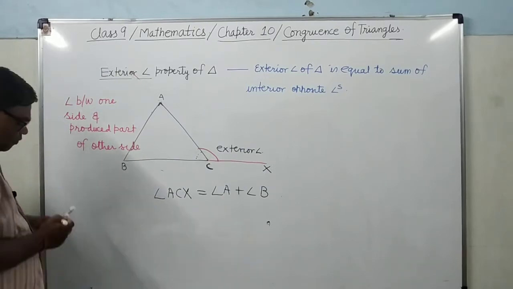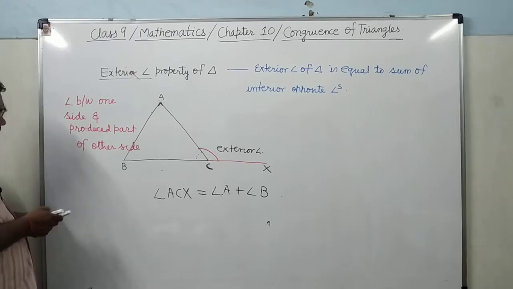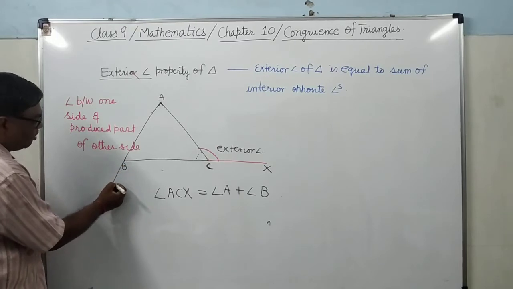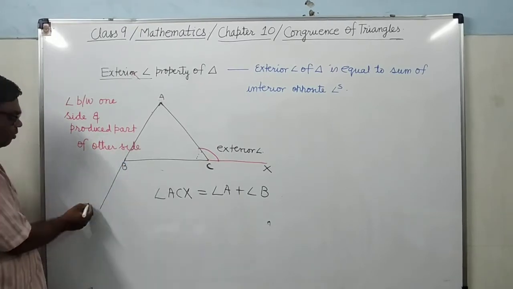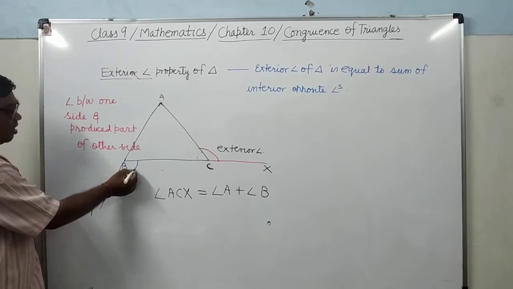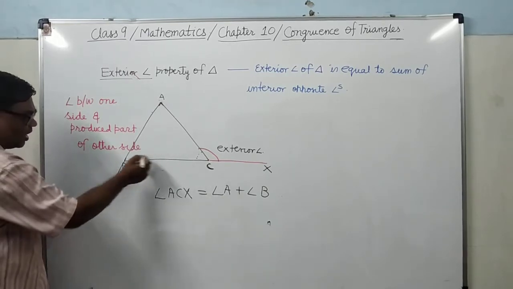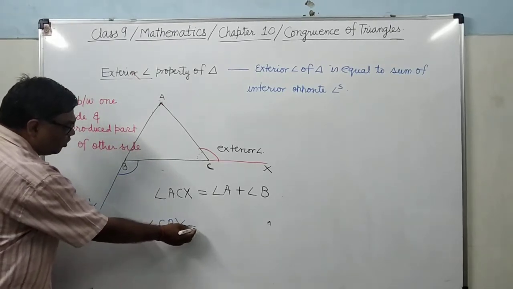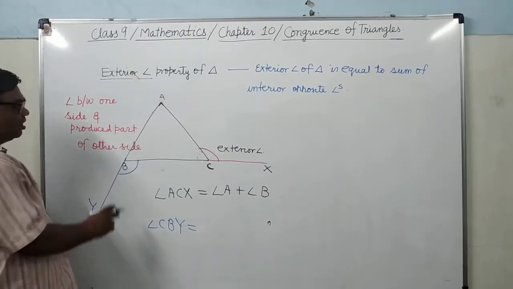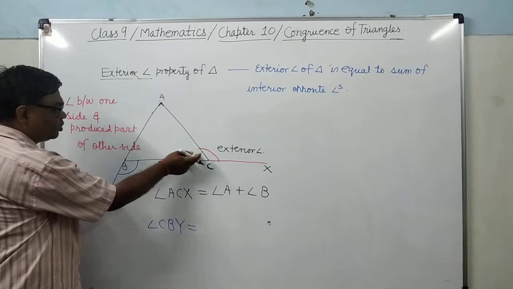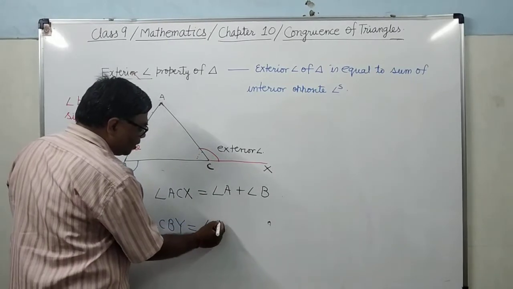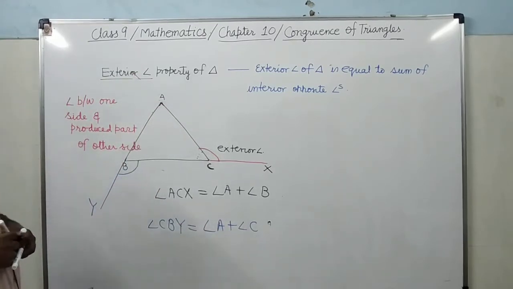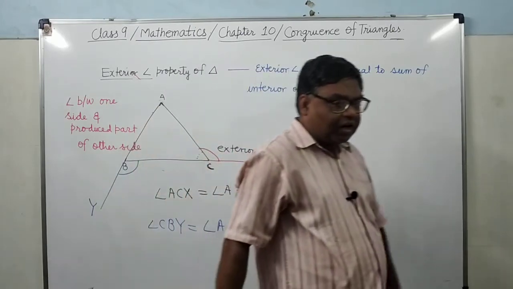Now you see one more. Here there is one more exterior angle at the vertex B. It is the angle between CB and the produced part of AB. What is the name of this? It is angle CBY. It will be equal to the sum of which two angles? Opposite to this there are these two angles, angle A plus angle C. Is it clear? So this is the exterior angle property of the triangle.